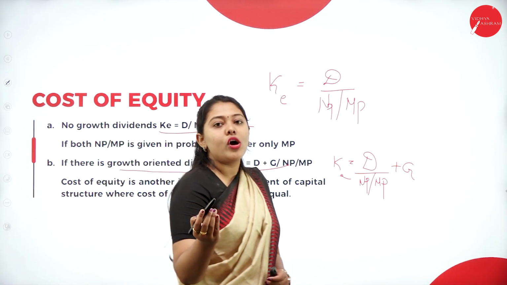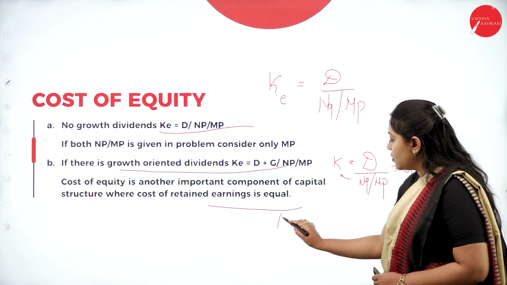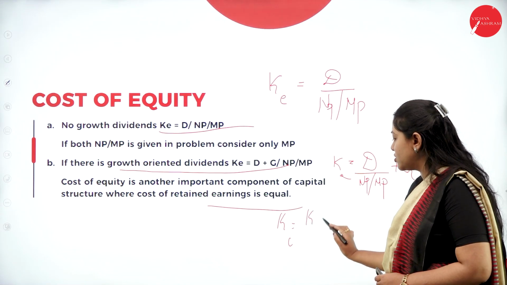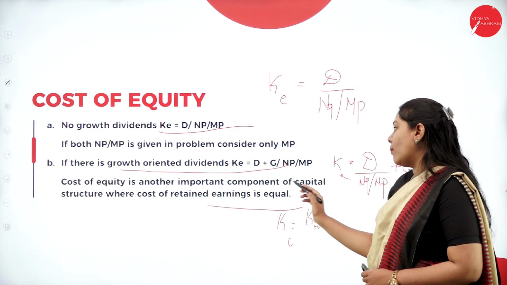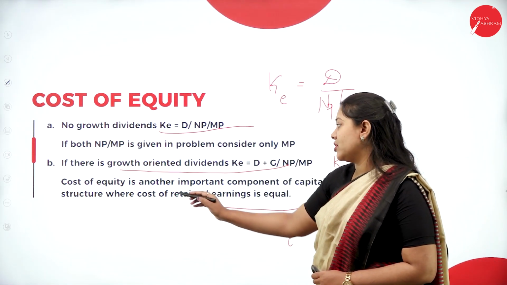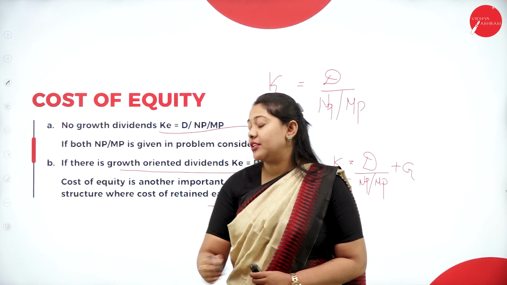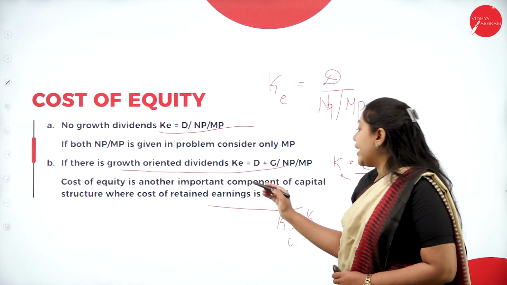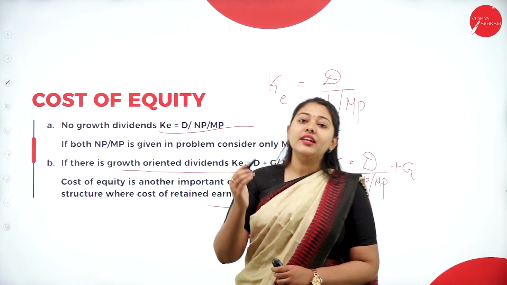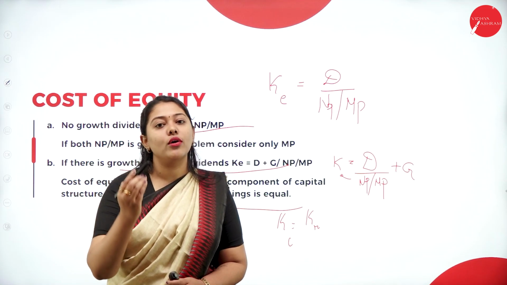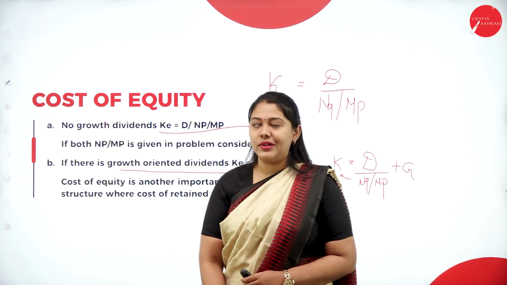Moving forward, your cost of equity will always be your cost of retained earnings. So, cost of equity is equal to cost of retained earnings. Cost of equity is another important component of the capital structure where cost of retained earnings is always equal to your cost of equity. Keeping this point in mind, let us understand the problems.